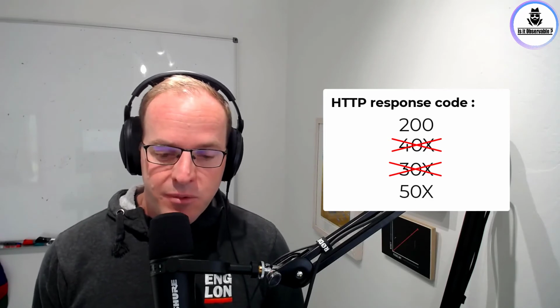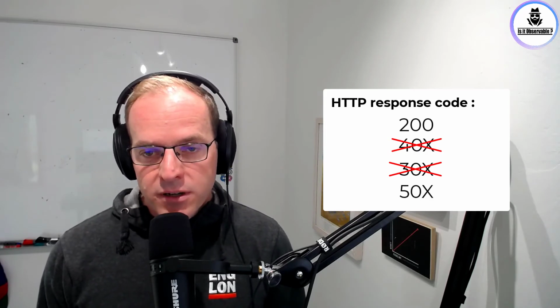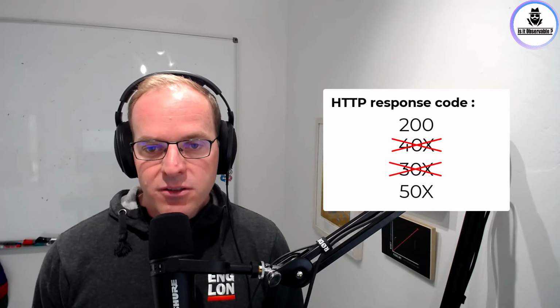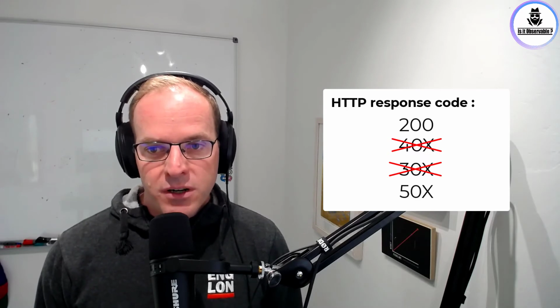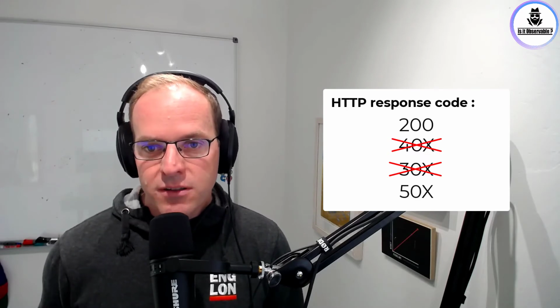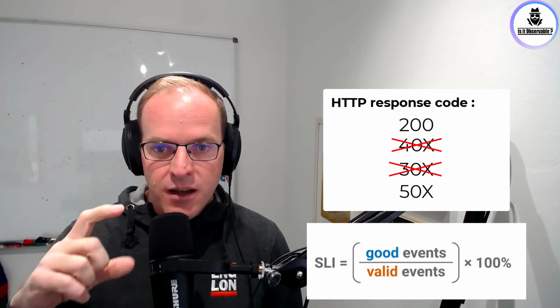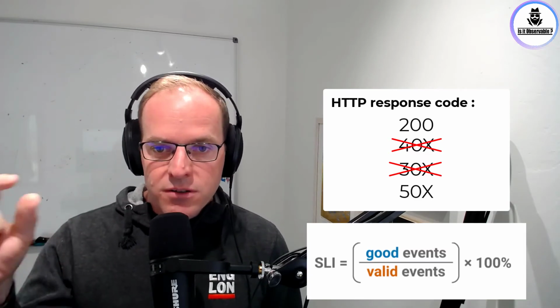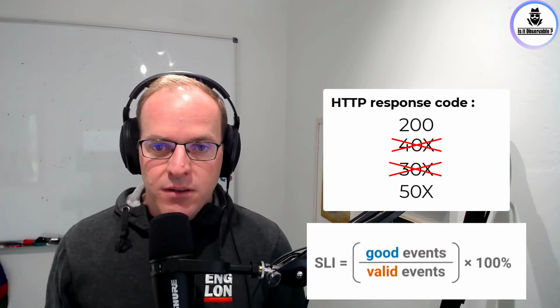It depends on how you've implemented things. You definitely want to keep track of the 500s. 500s are the bad things. So you don't want to just ignore the 500s. You want to make sure that those make it into the total bucket, the denominator, and make sure that the 200s stay in the upper bucket, the numerator.